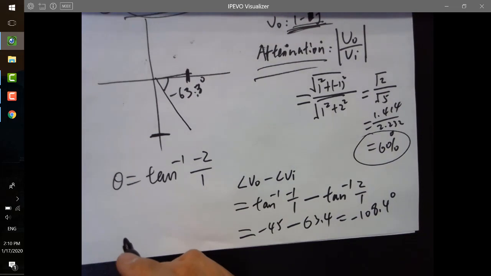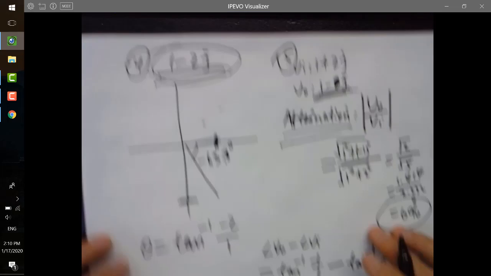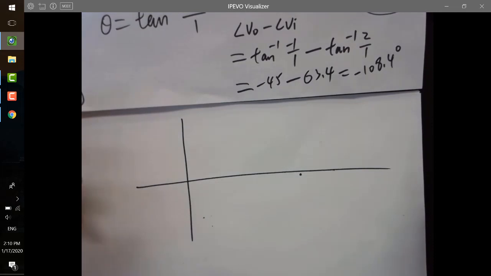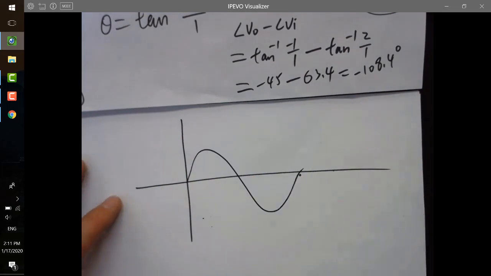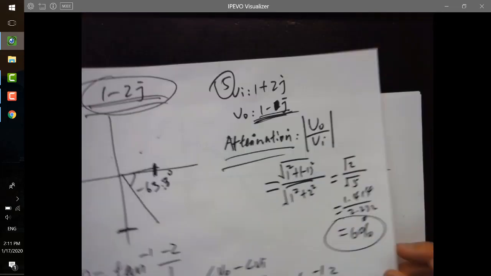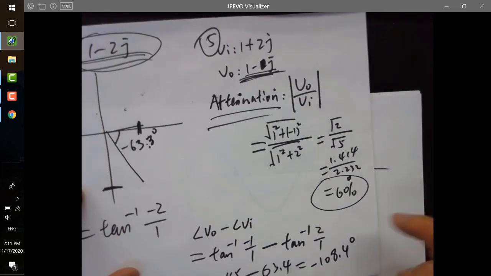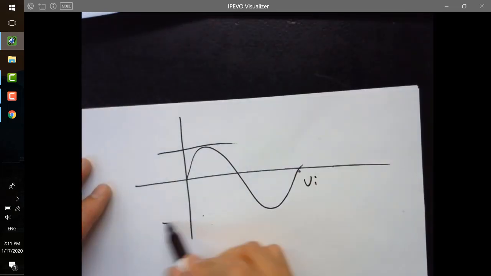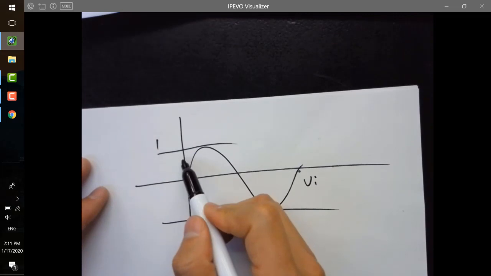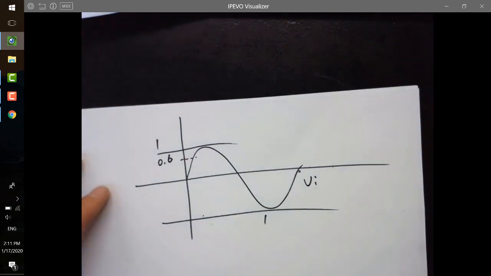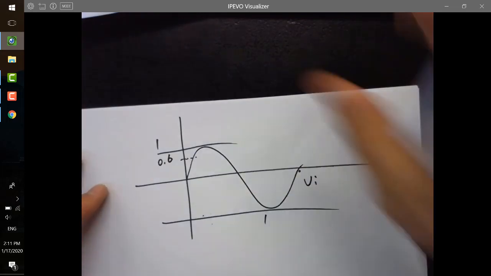How can you draw the signal qualitatively on paper? How can you draw the VI and the VO? I'm going to ask you to draw that. So V in, just draw it. That's V in. What's V out? 60%. If this is 1, what's the amplitude of that guy? 0.6. And now you know the peak. What's the time delay?